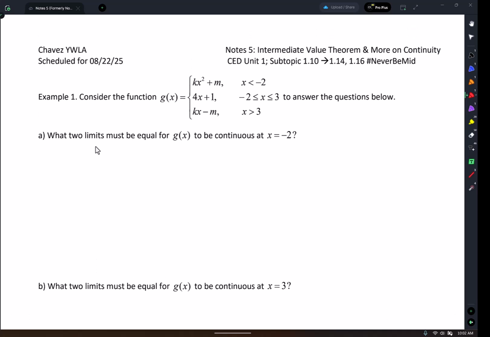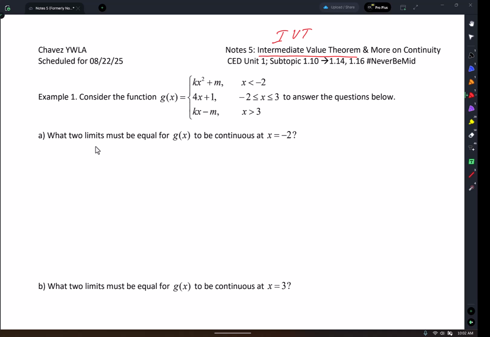Here we go. Notes 5, Intermediate Value Theorem. Sometimes you'll see the abbreviation IVT. Try not to say the acronym. Try to just say Intermediate Value Theorem and more on continuity. We're going to start with the continuity. So here we go. Look at this example.